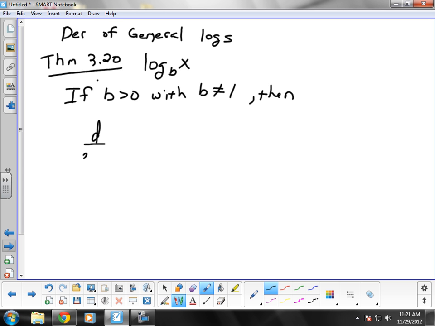The derivative of the log base b of x is equal to 1 over x times the ln of b. This time the ln of the number is just the ln of the base, right? That's why it's a little different, and it goes in the denominator of the fraction.